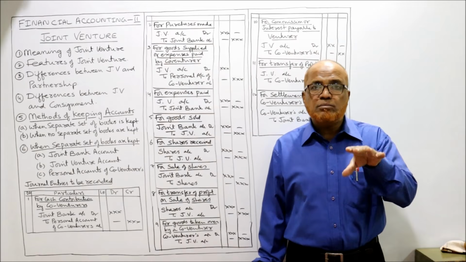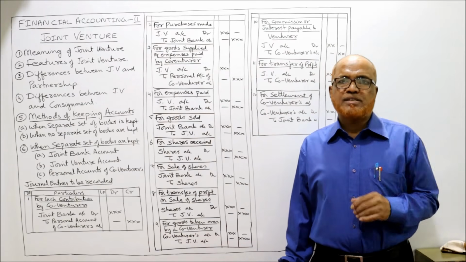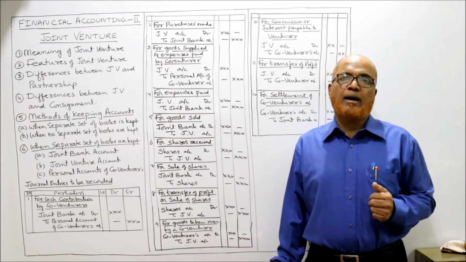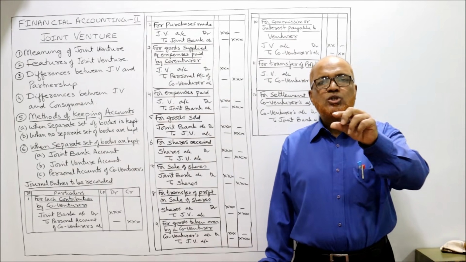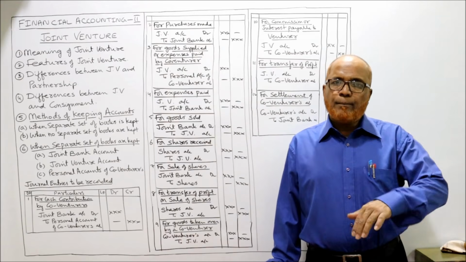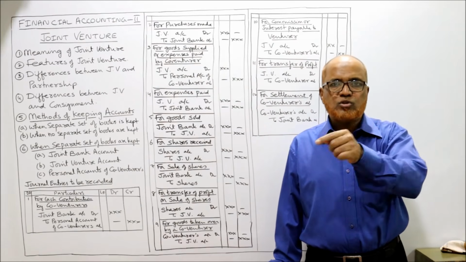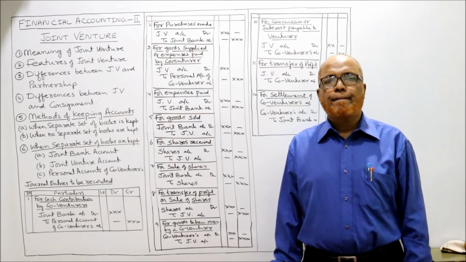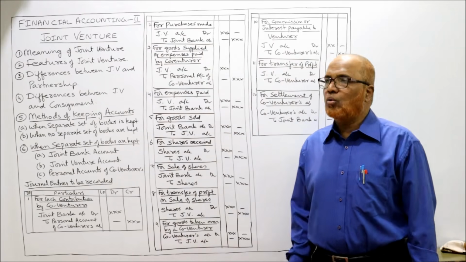But sometimes it may happen that co-venturer will pay the price, will pay the expenses, or will supply the goods. In that case, we are not making the payment from joint bank, but one of the co-venturer is paying the amount. In that case, the entry will be joint venture account debtor to personal account of co-venturer. If we pay from the bank, then joint venture account debtor to joint bank. It is not paid from bank account. It is paid by one of the co-venturer. So in that case, entry will be joint venture account debtor to personal account of the co-venturer.